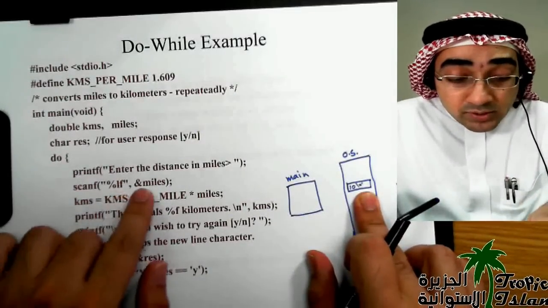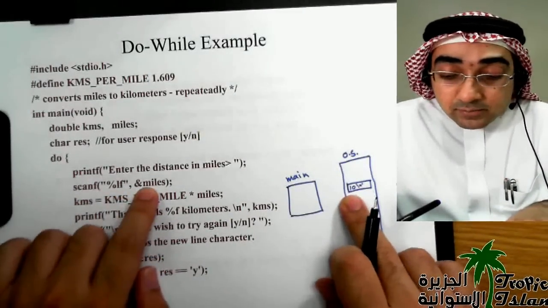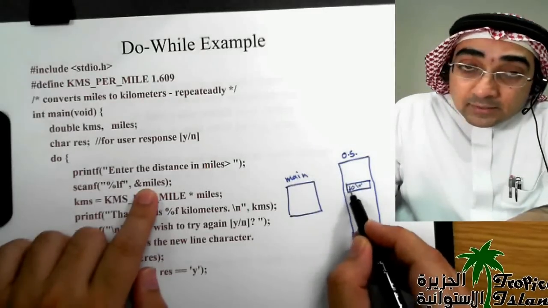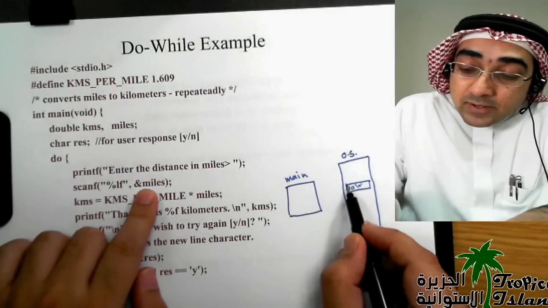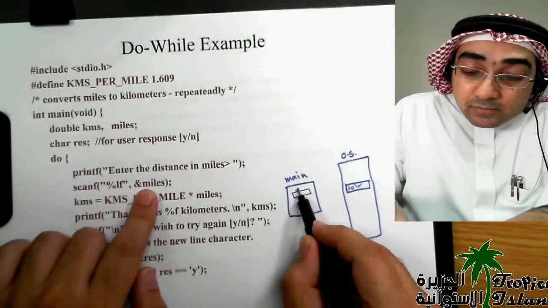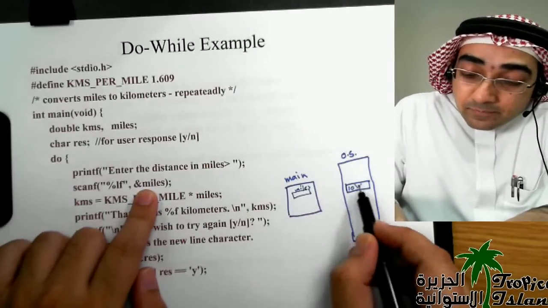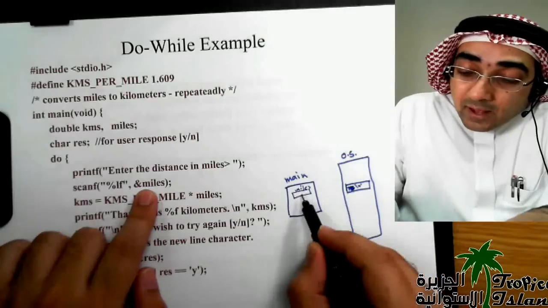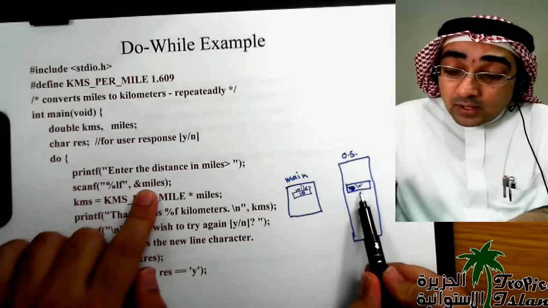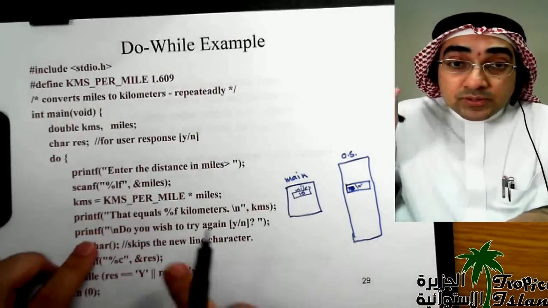When you do a scanf over here, %lf and miles, you go and read the buffer. So you will read the 10, or whatever number that the user has entered, and this will be copied from here to the main memory to the variable miles. So I'll have miles, and I'm going to copy the 10 to it. So I'm going to delete the 10 from here and put it over here. Okay, but I do not read the \n, which was the enter that you have put.